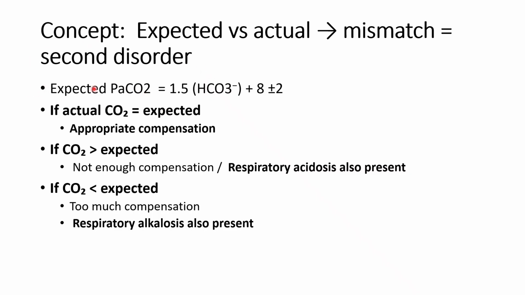So the formula is that the expected PaCO2 is equal to 1.5 times bicarbonate plus 8, plus or minus 2. If by this formula the calculated PaCO2 level is equal to the PaCO2 you are seeing in the blood gas report, then it is appropriate compensation. If CO2 is more than expected, it means either the compensation is not enough or there is respiratory acidosis. If CO2 is less than expected, that means too much compensation, and this doesn't happen physiologically, so respiratory alkalosis is also present.